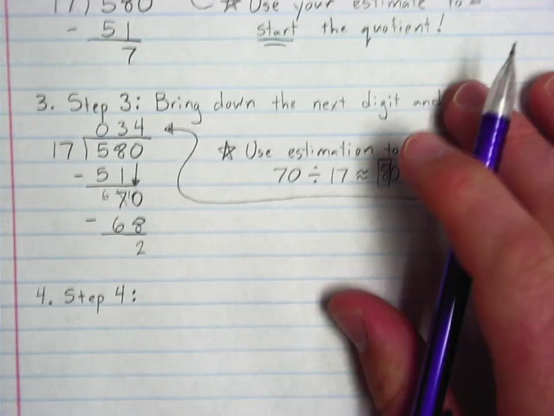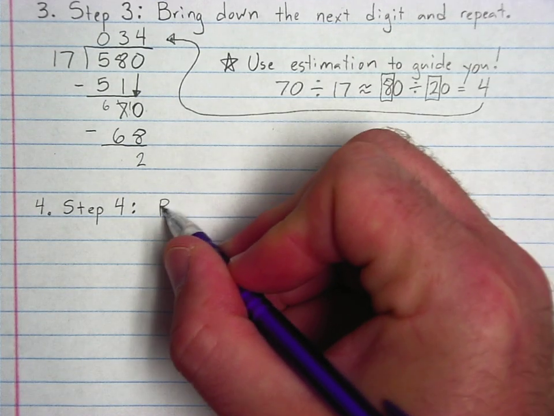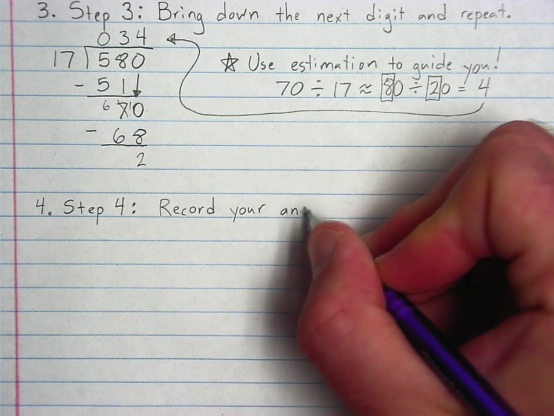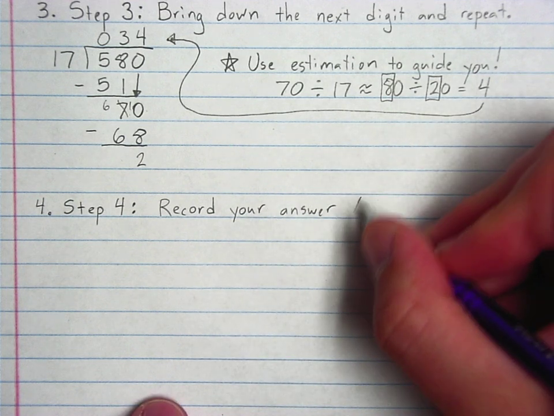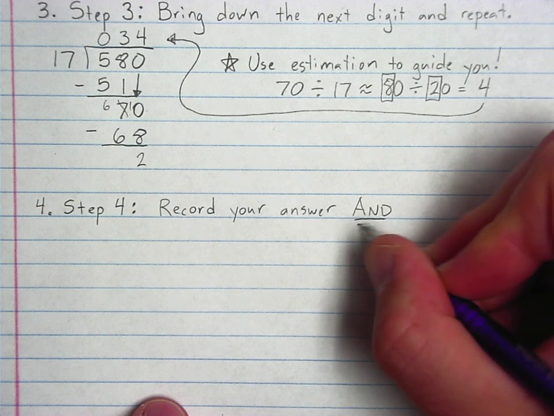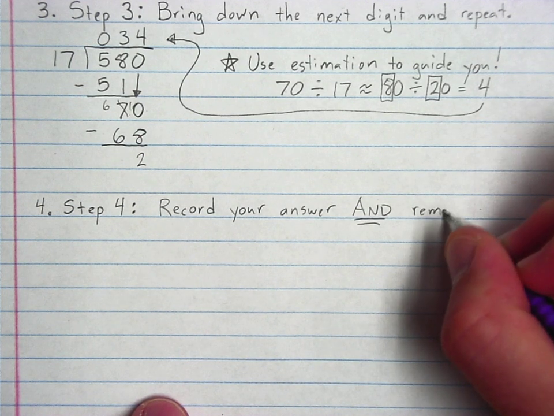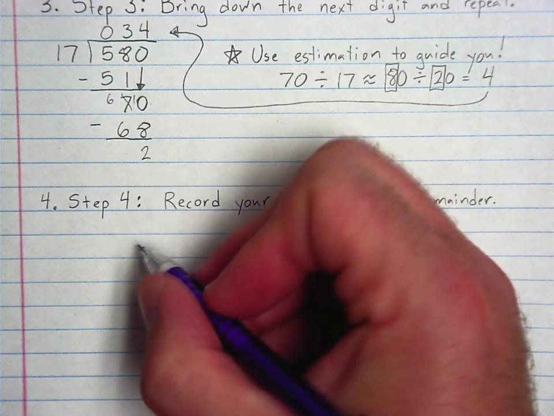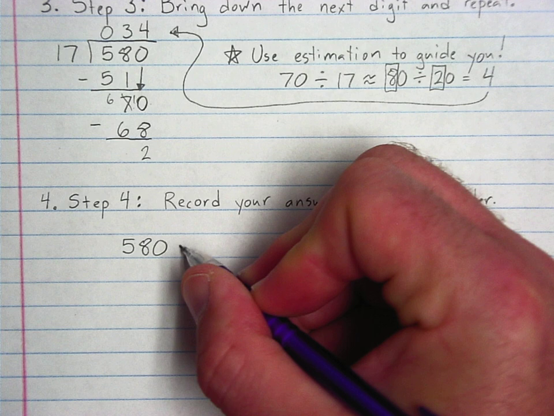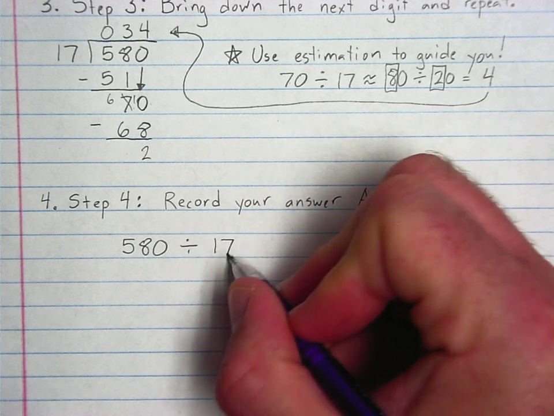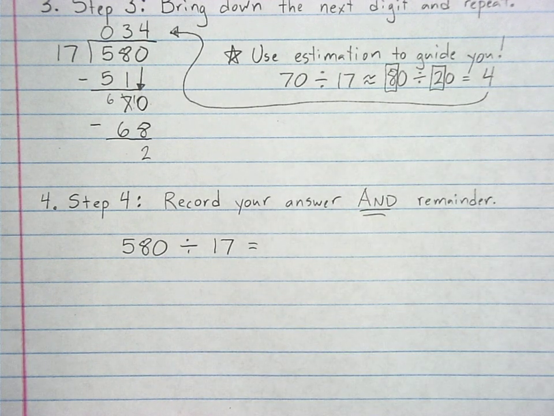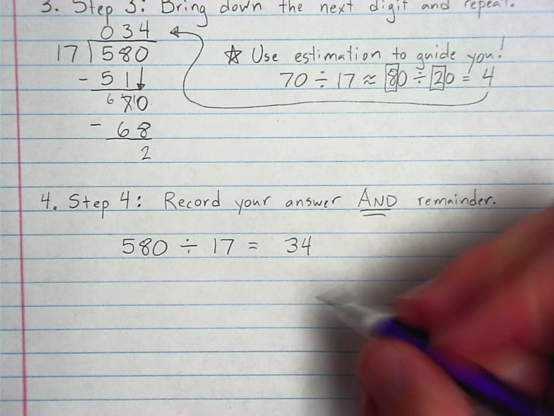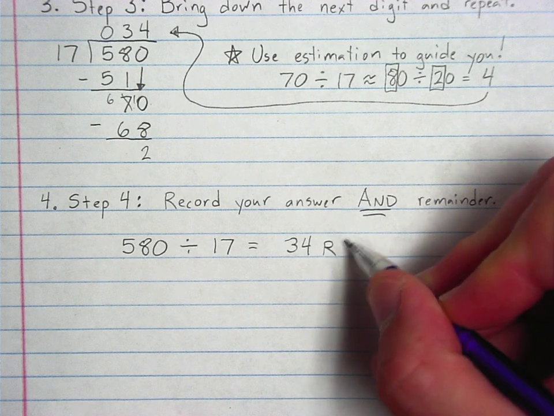We can move on to step 4. For step 4, record your answer and remainder. Your remainder, just that little number on the bottom, it's whatever's left over. So 580 divided by 17 is equal to 34, pencil broke, 34 remainder 2.